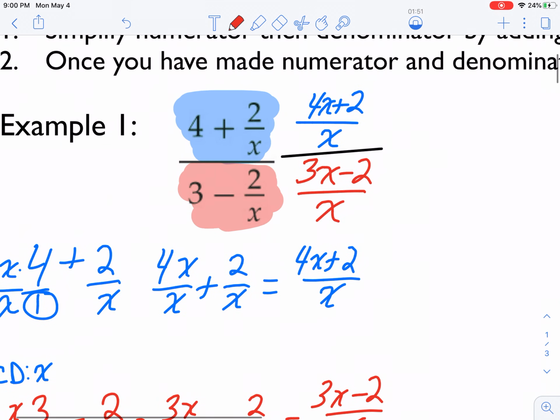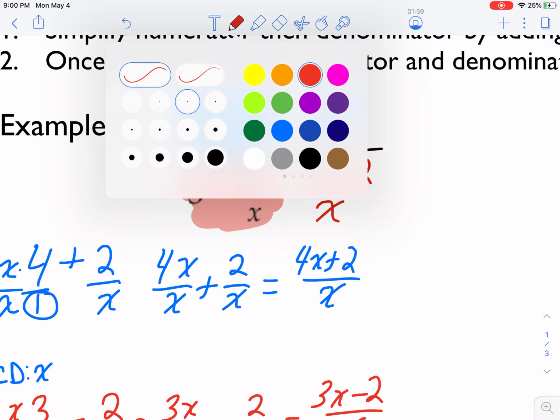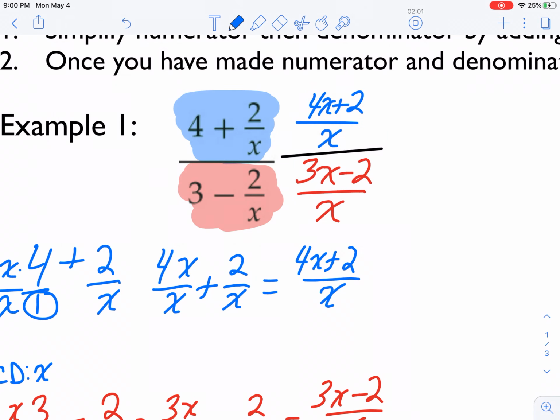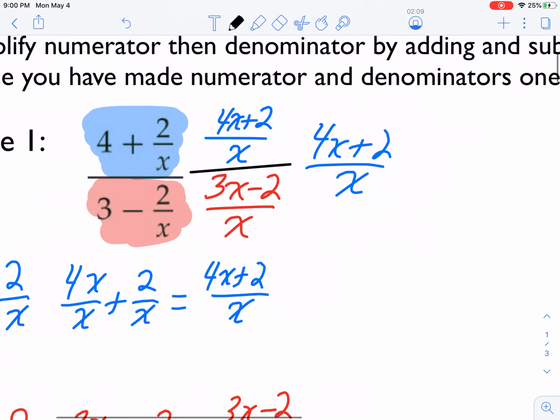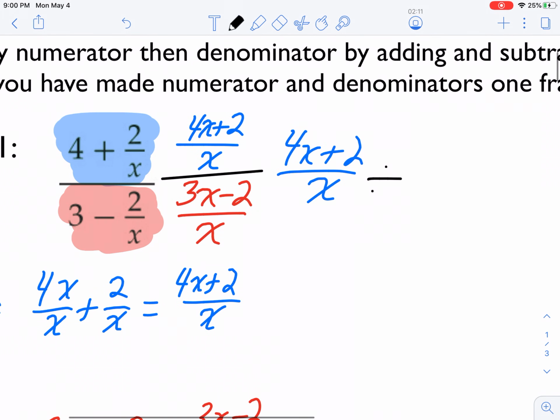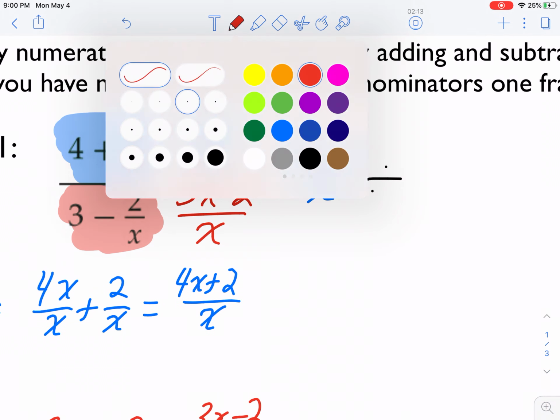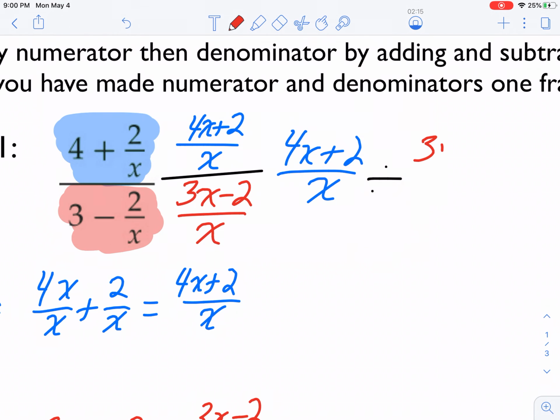So now when I look up here, hopefully this looks familiar. I've got dividing rational expressions. So I'm going to keep my first one the same, 4x plus 2 over x, and write a division sign in between. I'm breaking this down step by step. I won't be doing this down the road, but for today, I will. And I'm dividing by 3x minus 2 over x.